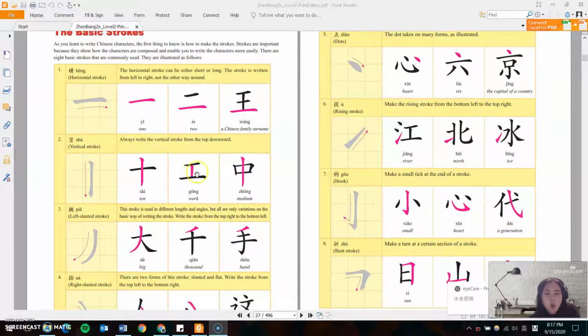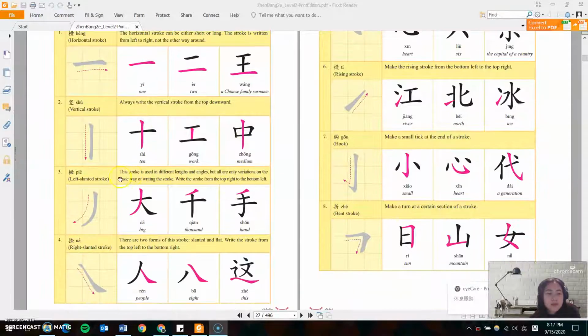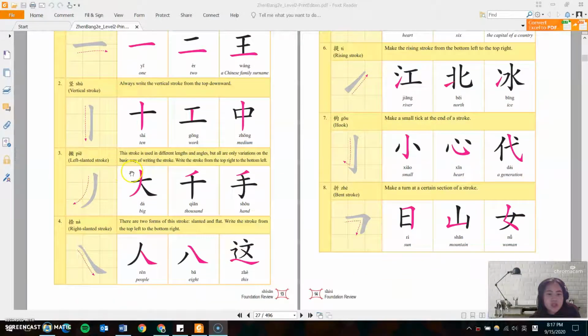十, 公, 中, 撇. This stroke is used in different lengths and angles, but all are only variations of the basic way of writing the stroke. Write the stroke from the top right to the bottom left. And again, I think this book is pretty helpful in terms of showing you how the font should look when you are writing. It is a little bit different than the computer font that is typed out, right? This calligraphy font looks different, okay? Or it should.